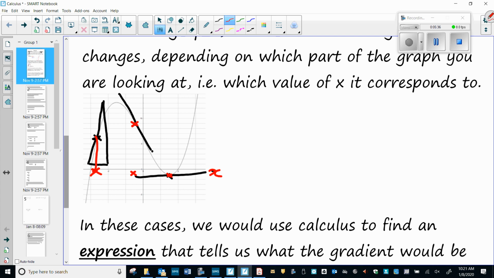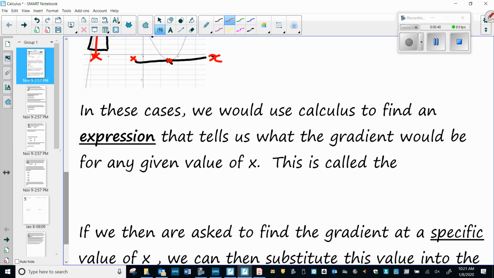So this is very tedious. What we tend to do is try and find an expression that's going to help us. In these cases we'd use calculus to find an expression to tell us what the gradient would be for any given value. This is called the derivative. So the expression that we're going to have is called the derivative. You need to put that word in, the derivative.